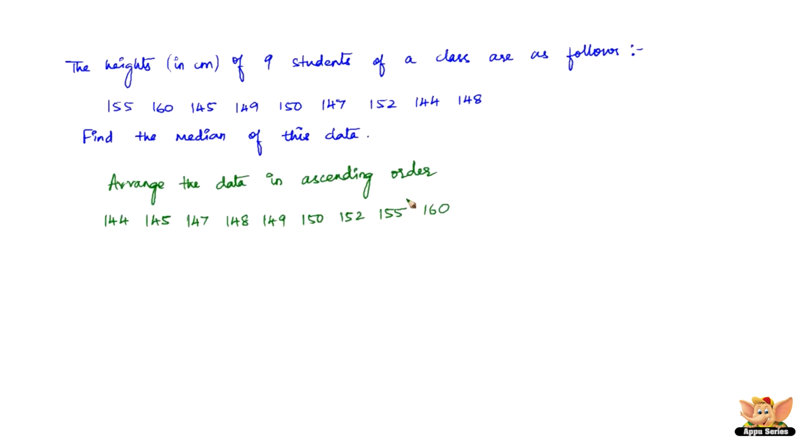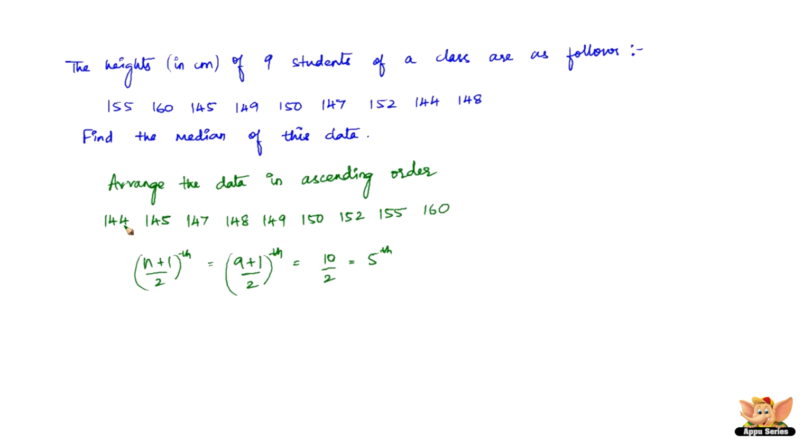So we've arranged the given data in ascending order: 144, 145, 147, 148, 149, 150, 152, 155, and 160. Now if you notice here, the number of students is 9. That is, the number of observations is 9, which is an odd number. So we find the median by finding the height of the n plus 1 by 2th observation. That is, 9 plus 1 by 2 is nothing but 10 by 2, which is 5. So the fifth observation is the median.